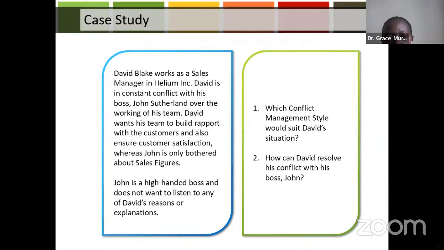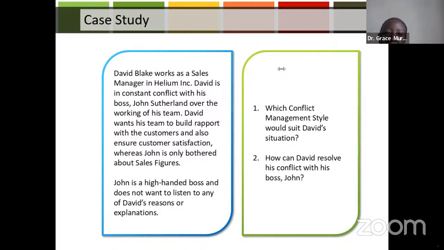Achiro says collaboration, so as to maintain customers and manage sales. Achiro, what are we going to do with John, who is a high-handed boss? How do we make him collaborate? He does not want to listen to any of David's reasons. How do we make him collaborate? I want you to think about that.